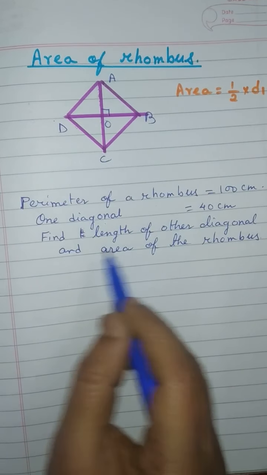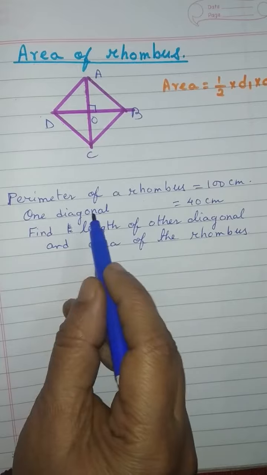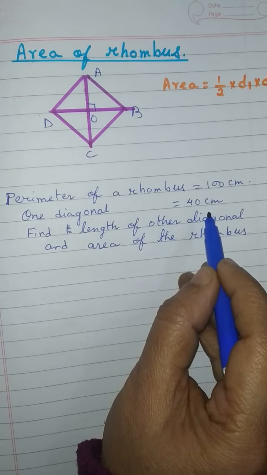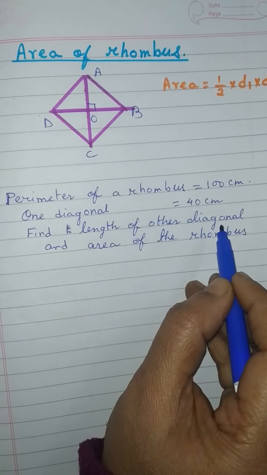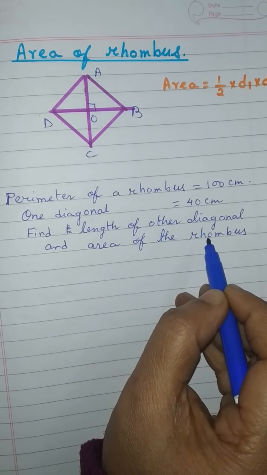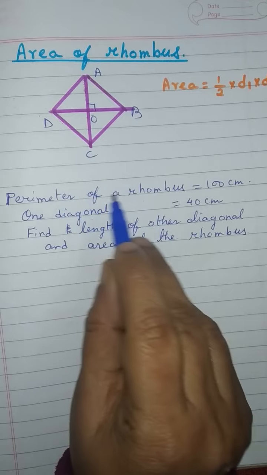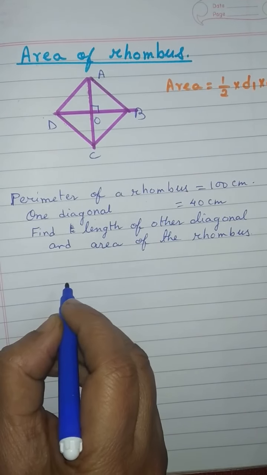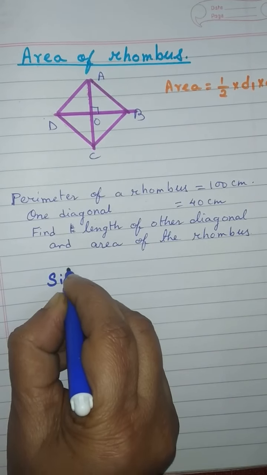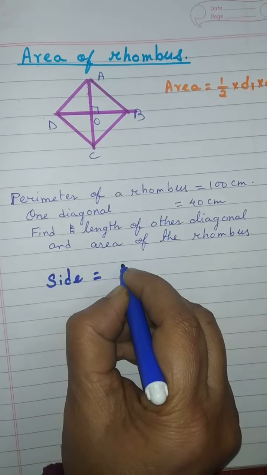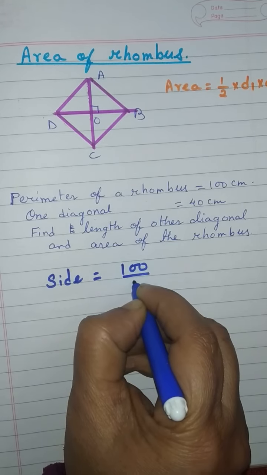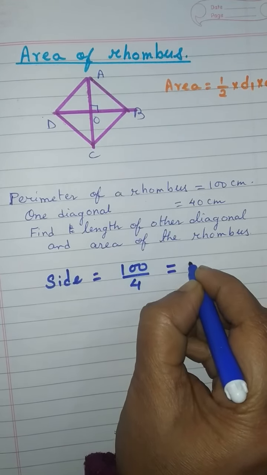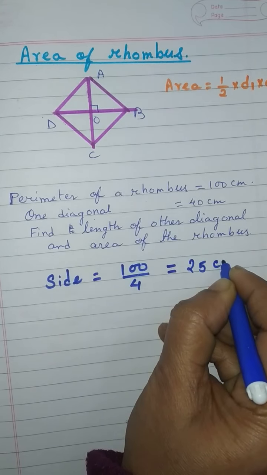Again, this is from exercise 9.2. Perimeter of a rhombus is 100 centimeter. One diagonal is equal to 40 centimeter. Find the length of the other diagonal and the area of the rhombus. So what is given here? Perimeter of a rhombus. Just now I told you, in a rhombus all sides are equal. So one side is equal to perimeter upon 4. It has 4 sides, all are equal. So one side is equal to 100 upon 4, which is 25 centimeter.